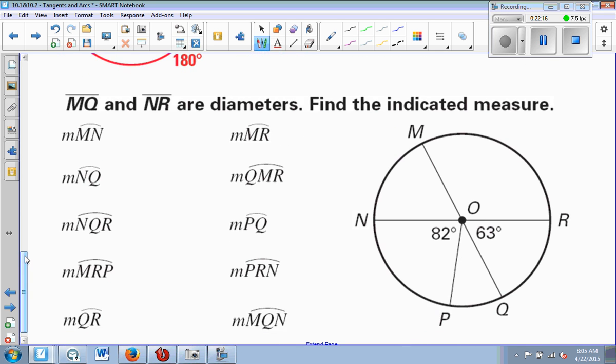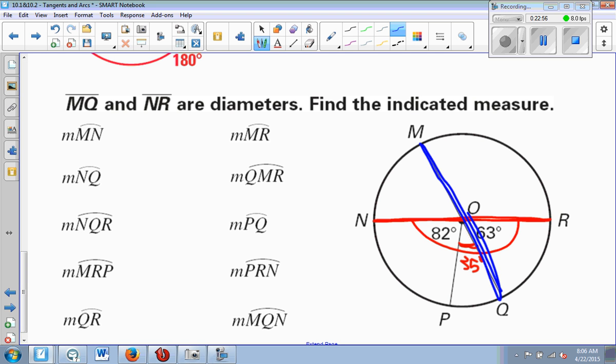So coming down, what I would do is figure out what's missing in the picture before I even worry about all of these measurements. The first thing I would notice is, since NR is a diameter, that these three angles have to add up to 180. So I would figure out what the middle one is by subtracting from 180 first. If I subtract 82 and 63, I get a measurement of 35 degrees, and that's going to help me figure out the other ones that are missing.